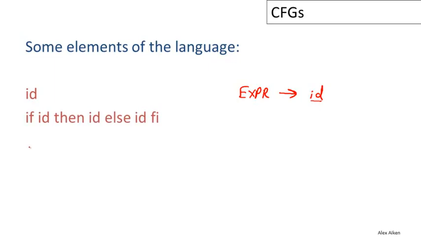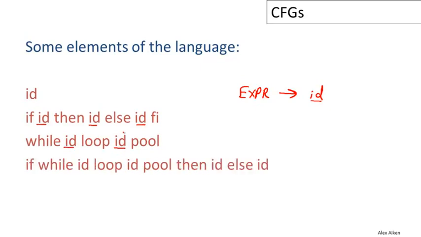Another example is an if expression where each of the sub-expressions is just a variable name. So this is perfectly fine structure for a Cool expression. Similarly, I can do the same thing with a while expression. I can take the structure of a while and then replace each of the sub-expressions just with a single variable name, and that would be a syntactically valid Cool while loop.